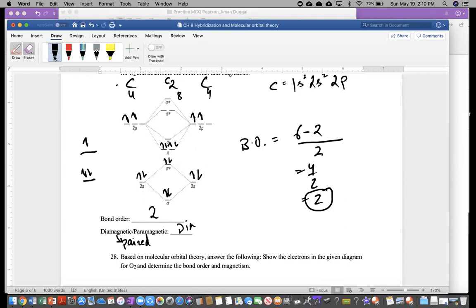So let's say the answer was this for some reason. You see I have an unpaired electron. If this was my final structure, then this would be paramagnetic. Even if just 1 electron is unpaired, it becomes paramagnetic. But this for sure is diamagnetic because everything is paired. If you see 1 electron sitting here for some reason, then this will become paramagnetic.